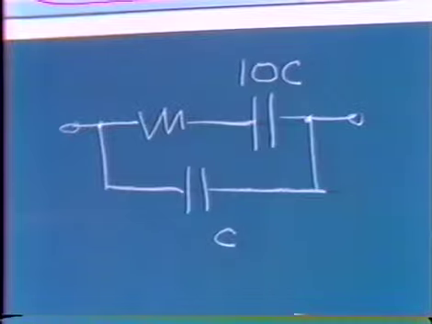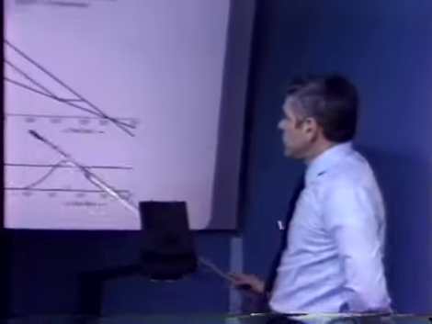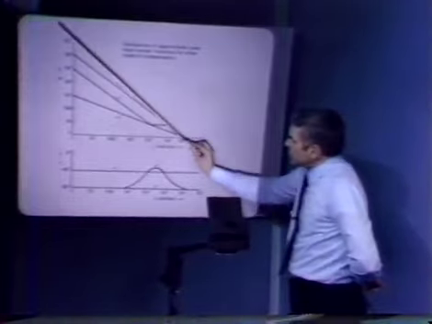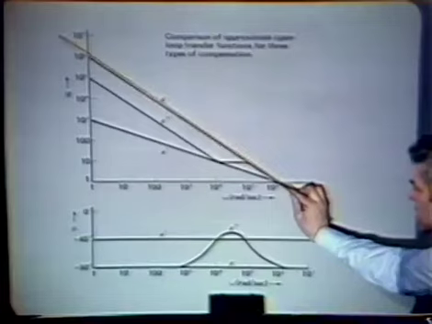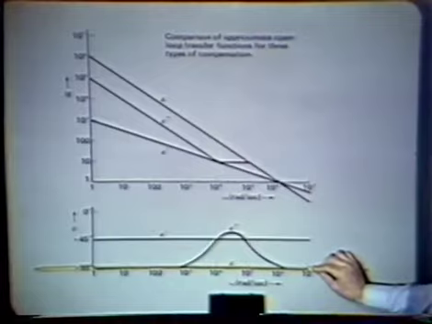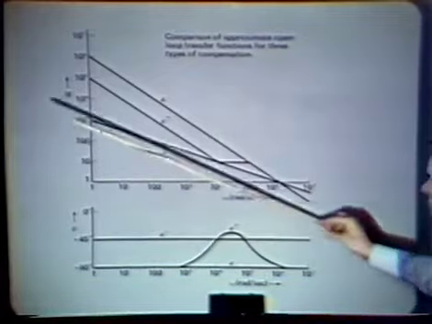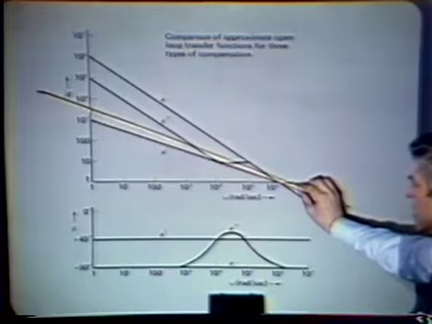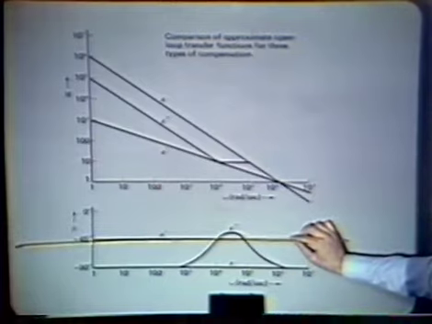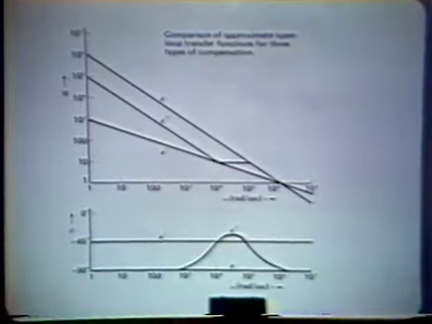By doing that, we can end up with a very crude approximation to the 1 over radical S roll-off. What I've shown here, normalized to a 10 to the 6th radian per second crossover frequency, is, first of all, a transfer function that's falling off as 1 over S. That has minus 90 degrees of phase shift at all frequencies. I then show a network or an amplifier that's rolling off as 1 over radical S. That has minus 45 degrees of phase shift at all frequencies.